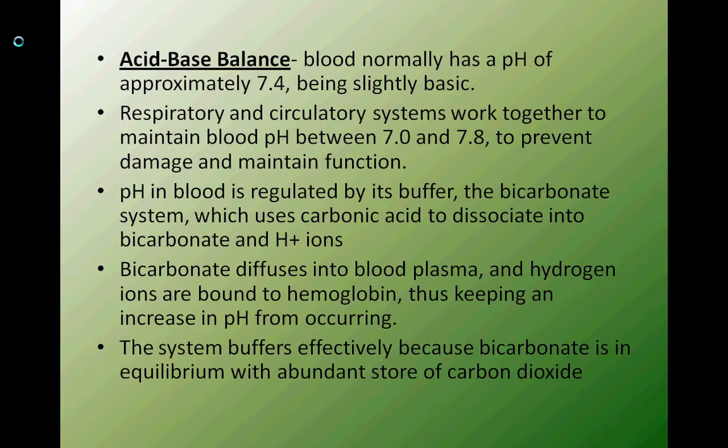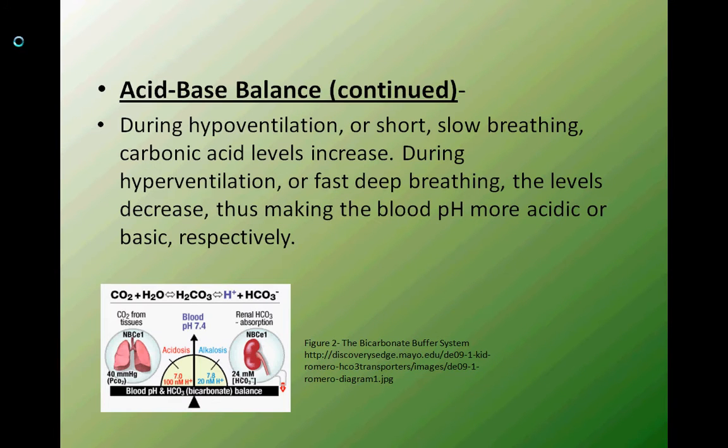pH in the blood is regulated by its buffer, the bicarbonate system, which uses carbonic acid that dissociates into bicarbonate and hydrogen ions. Bicarbonate diffuses into blood plasma, and the hydrogen ions are bound to hemoglobin in the blood, thus keeping an increase in pH from occurring. The system buffers effectively because the bicarbonate is in equilibrium with an abundant store of carbon dioxide to be released whenever necessary. During hypoventilation, or short, slow breathing, carbonic acid levels increase, and during hyperventilation, or fast, deep breathing, the levels decrease, thus making the blood pH more acidic or basic, respectively.